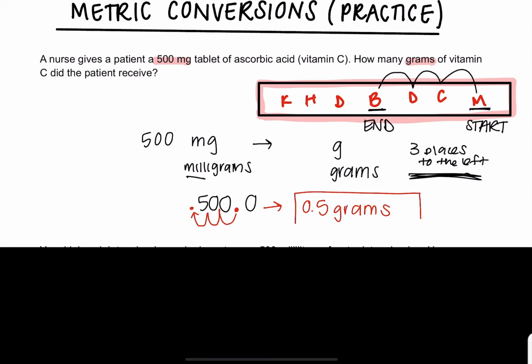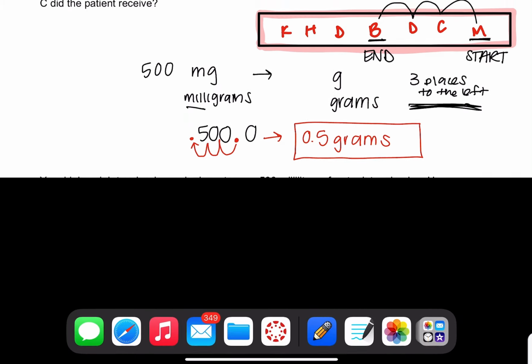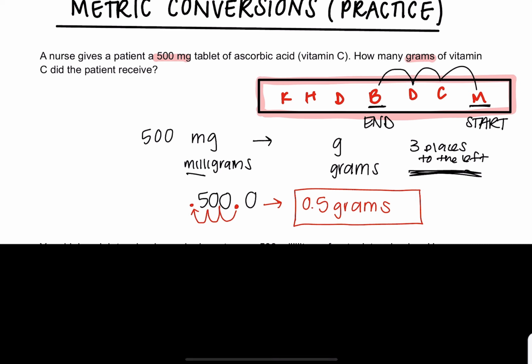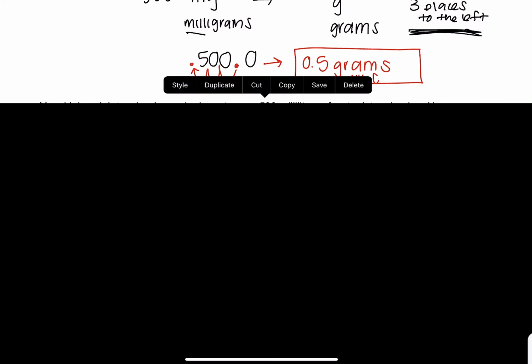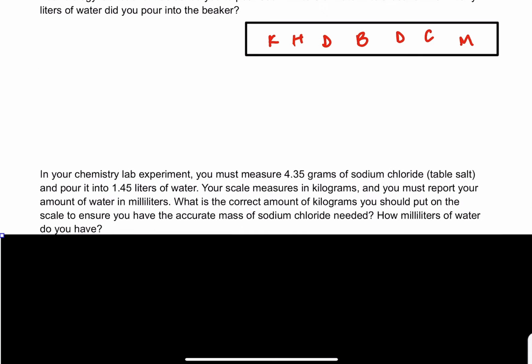And that's how you convert 500 milligrams to grams. So 500 milligrams is 0.5 grams. And don't forget to write your units, especially when you're doing word problems. So the patient received 0.5 grams of vitamin C. Okay, so that's how we do our first problem. Let's go on ahead and take a look at our second problem.